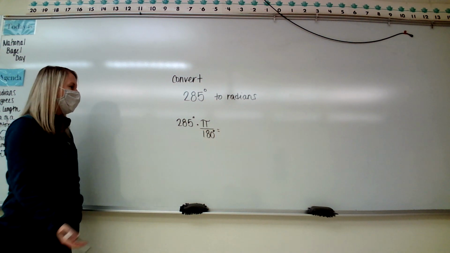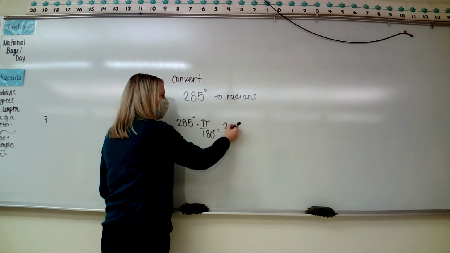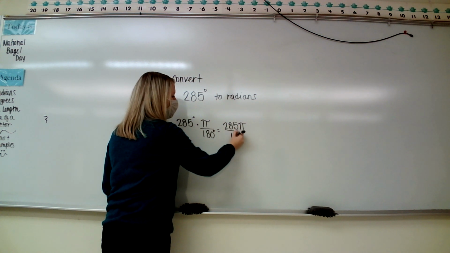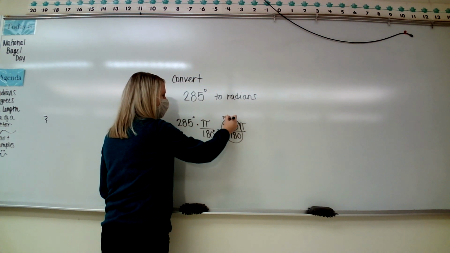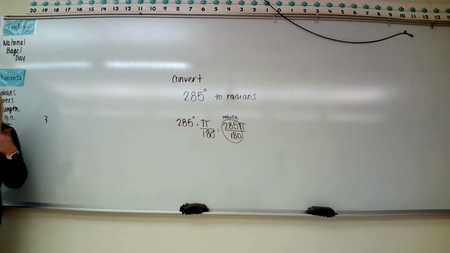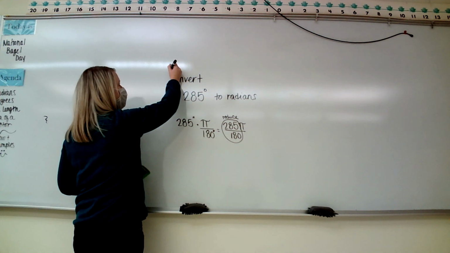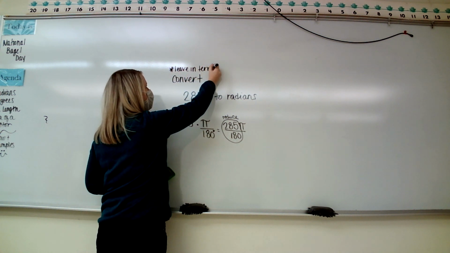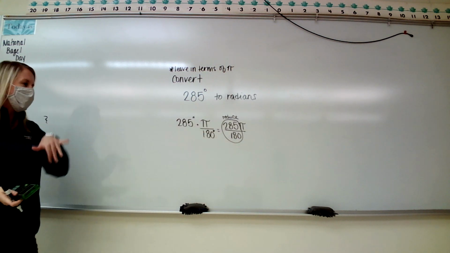I now want radians. I like to rewrite it, though you don't necessarily have to. You can do this in your calculator, but I'm going to rewrite it. I have 285 pi over 180, and I want to reduce this. With the calculator, we're not going to put the pi in for this part because we want to leave it in terms of pi. A lot of times on an assessment, I will say leave in terms of pi. Just so you know, that's what that means.